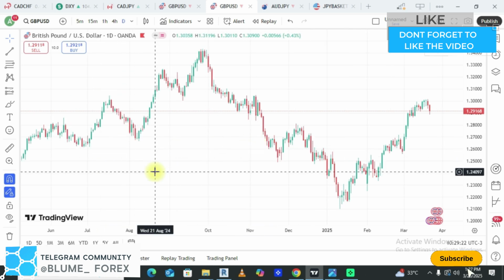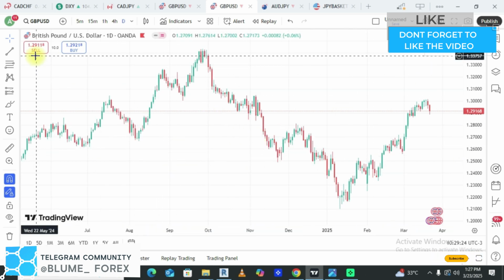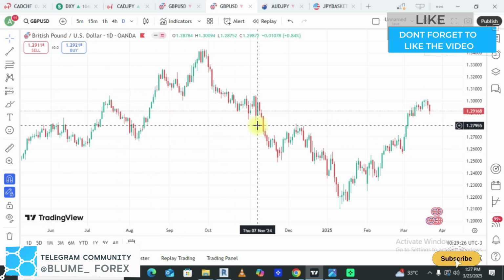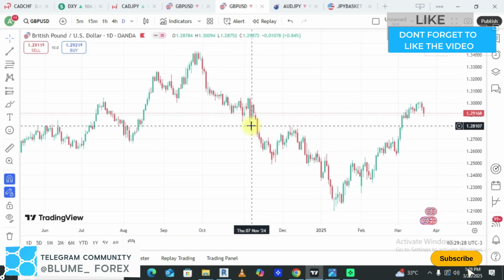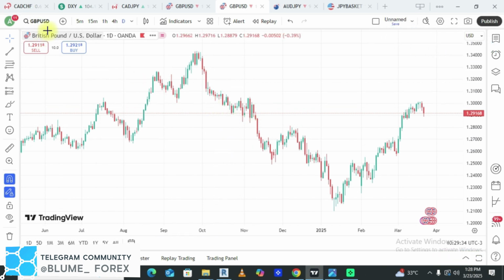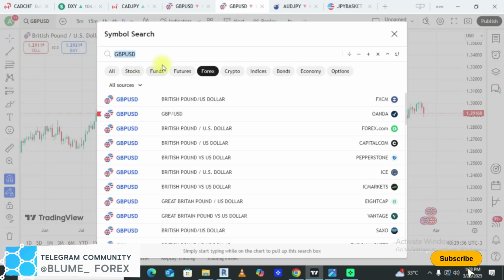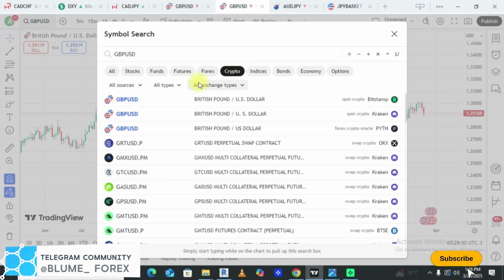Once you download the TradingView app and log in with your Google Gmail account, you go to this tab and click on it. This is where you are going to add the pairs you are going to trade. We have stocks, funds, futures, forex, crypto, indices, bonds, economy, options. But since we trade forex, we are going to select forex. There are others who also trade crypto, so they would select crypto.